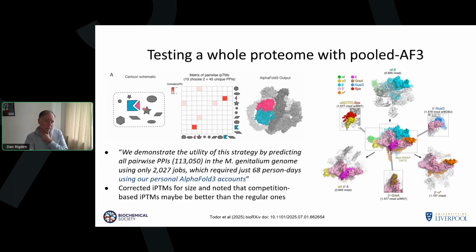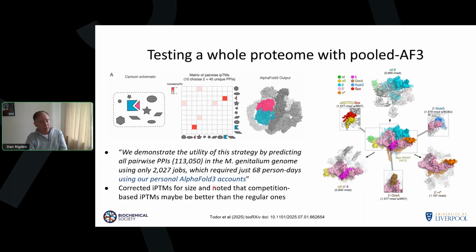So AlphaFold 3 doesn't mind that you've got 8 of the proteins here that are completely random, not interacting with anything. It will still show you that these two proteins are interacting. And so in this way, you can sample cleverly all of these different pairwise interactions in only 2,000 or so jobs. I say only, that's still a lot.